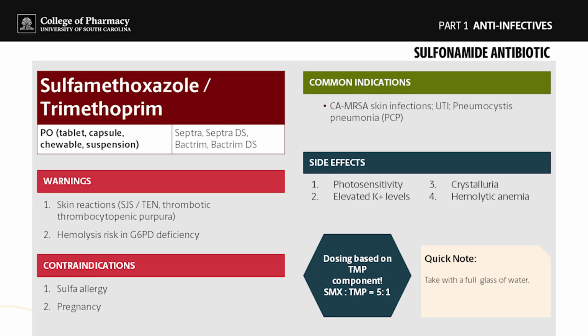Well, the first one I'm going to talk about is sulfamethoxazole trimethoprim. And if you notice the sulf and the sulf, that gives you a big hint. It's a sulfonamide antibiotic. The oral dosage for this, the brand name is Septra, Septra DS, Bactrim, Bactrim DS. It comes in a tablet form, a capsule form, a chewable, and a suspension. Some of the common indications for this are urinary tract infections, MRSA skin infections, that's methicillin-resistant staph aureus, pneumocystis pneumonia, and some of the side effects of the sulfonamide antibiotics would be photosensitivity, crystalluria, hemolytic anemia, and elevated potassium levels.